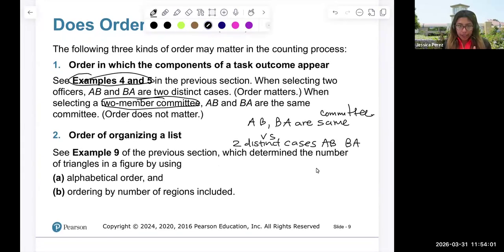We're also going to look at a second part, order of organizing a list. What happens if we wish to organize a list in a different way? We're going to look at example 9 from the previous section, which determines the number of triangles. Remember that example where we had this triangle and within those triangles there were different types. We can rearrange it in alphabetical order or by the regions. Those are the different ways we can arrange our tasks, so that we're able to count them properly.